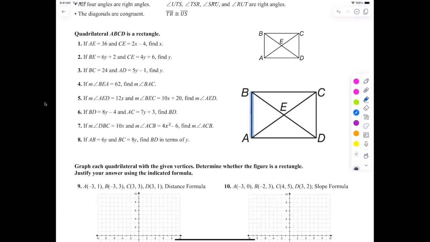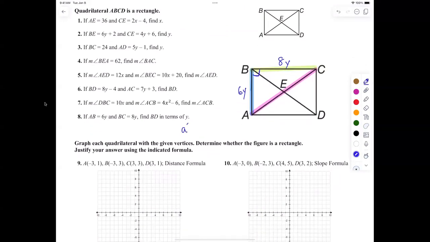So this right here is 6y. And then BC is 8y. All right, we know that's true, correct? And then they're asking about what? But BD is the same as what? Right, so that's not a big deal, right? BD is the same as AC, do you agree or not? So now we know this is a rectangle, correct? So we know that's a right angle, right?